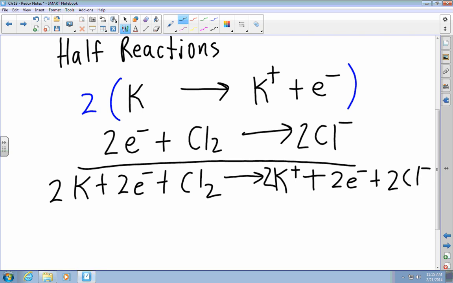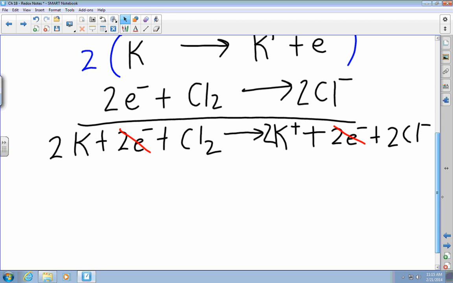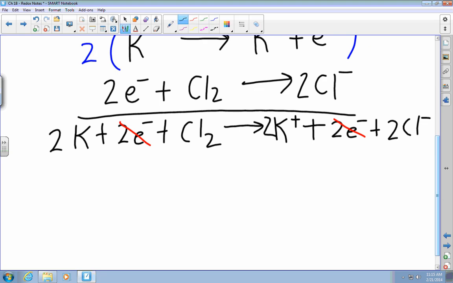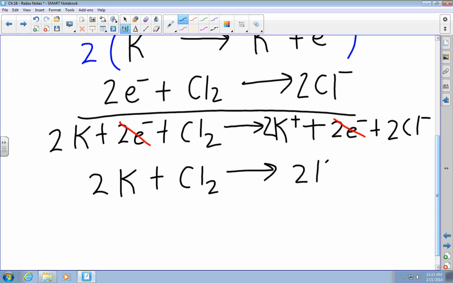So then the 2 electrons cancel on both sides because we have the same thing on both sides of the arrow. Just like in an equal sign, if you have the same thing on either side of an equal sign, you can get rid of them. And then what we're left with is 2 potassiums plus chlorine yields 2K plus plus 2 Cl minus, which then combine to give us our 2 KCl's.